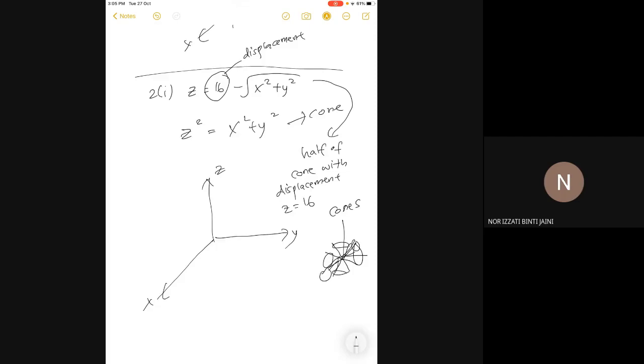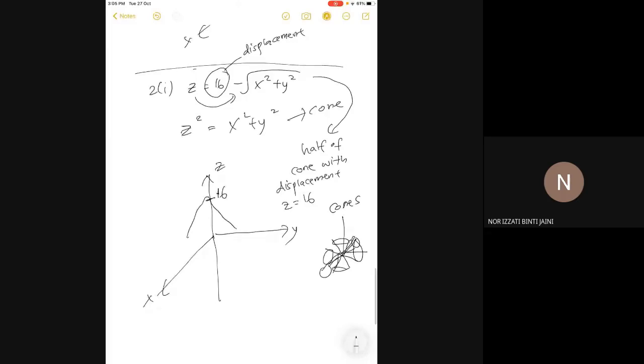Tapi kalau cone satu saja. So satu kat belah mana? Z negatif kan? So belah bawah. Tapi dia naik pada 16. Kalau dia tak naik, okay, saya buat yang soalan dulu.